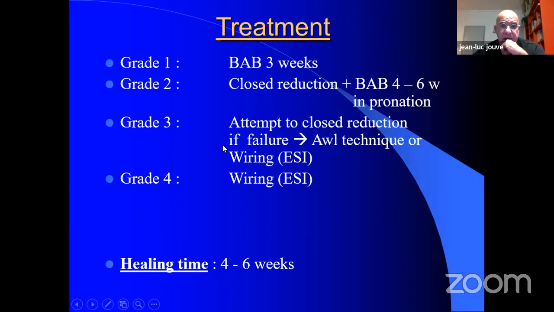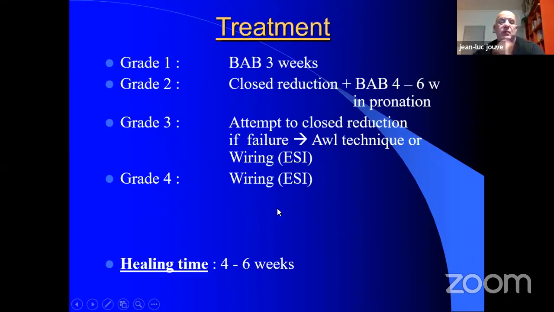In grade 3, you can try to do a reduction when there is too important a translation, more than 50%, or an angulation greater than 30 degrees. And in case of failure, you have to do surgery, and this surgery is, if possible, percutaneous wiring with an elastic centromedullary nail. In this case, as a nail, we use a Kaiwa wire, diameter 1.6, for example, or 2 millimeters.